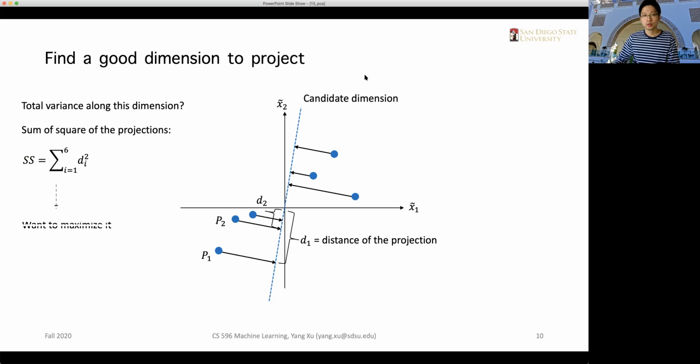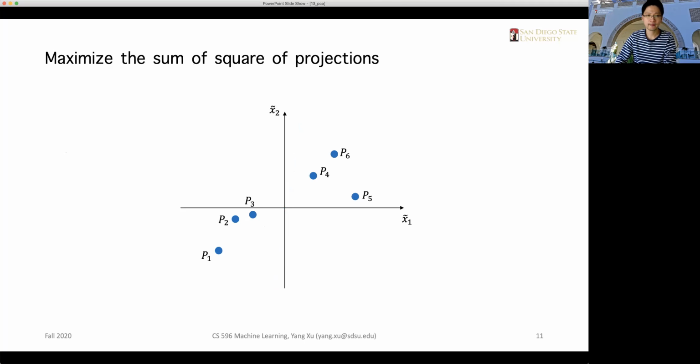So we want to maximize it, because if we choose a different angle, all these data points may cluster or collapse into a very narrow range, and that is unwanted. All right, so the problem becomes to maximize the sum of the squares of the projections.